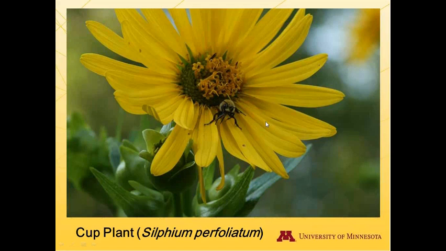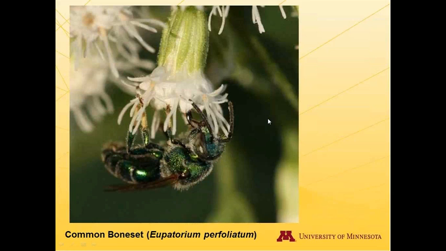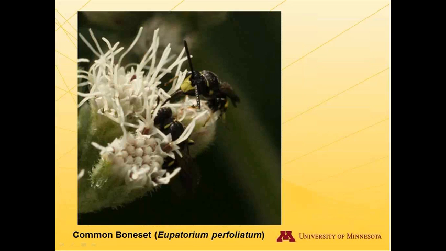Here's a bumblebee on that. Boneset, which is related to Joe pye weed. Here's another sweat bee. Some of these sweat bees are this gorgeous iridescent green, which is flatter here and kind of speckled on this rough surface of its thorax.